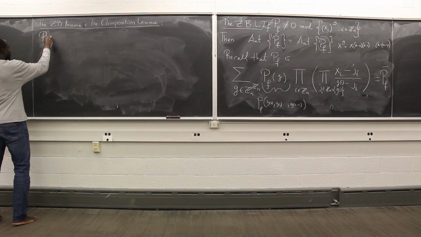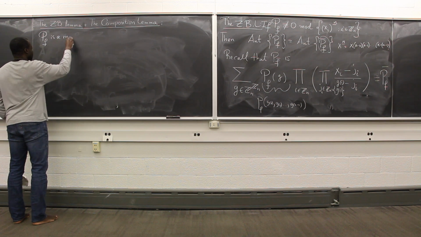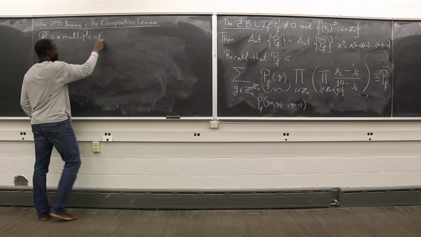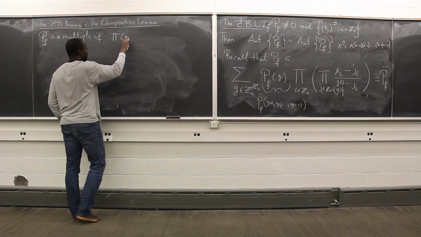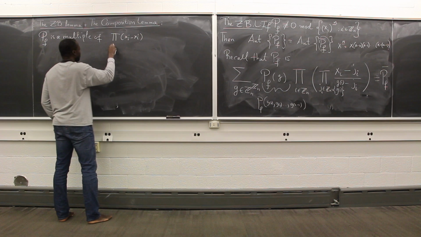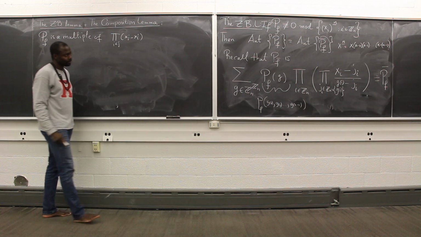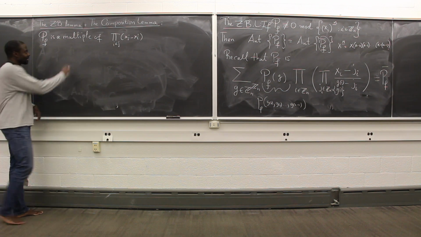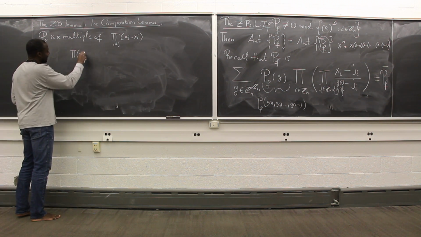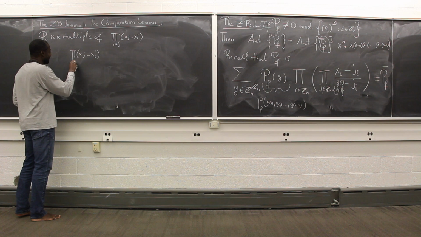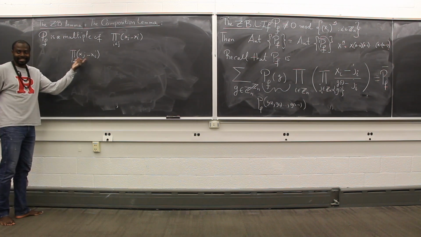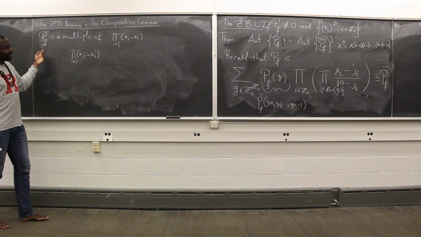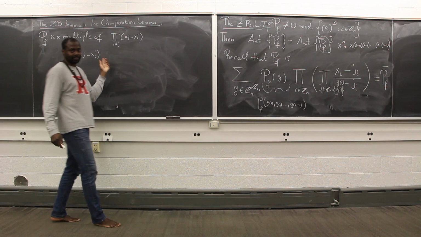So PF is a multiple of the product of xj minus xi, where i is less than j. In the way we define PF, I just erased it. There was a product of xj minus xi, i different from j, in the very beginning. This is checking that the vertices are distinct. So PF is a multiple of this guy.